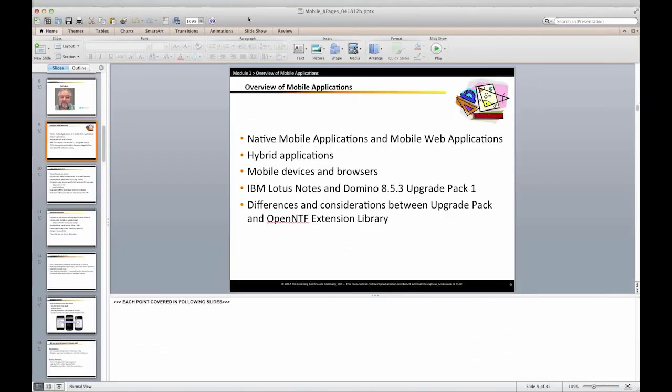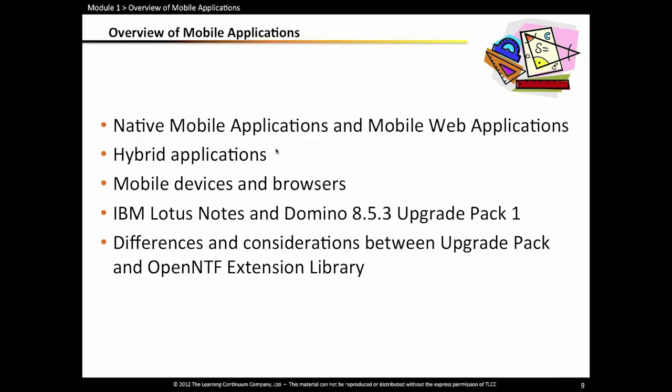All right. So we're going to visit about the state of technology. When you start talking about mobile applications, there's a lot of choices out there, and a lot of different technologies that you can choose from. We want to lay the foundation for the technology that you'll be using and that we'll be demonstrating here, and then the ones that are primarily available from the Upgrade Pack and the Extension Library. So we'll talk about native apps, hybrid apps, the different mobile devices and browsers, specifically what's available to you in the Extension Library versus Upgrade Pack 1, and differences and considerations between Upgrade Pack and the OpenNTF Extension Library.